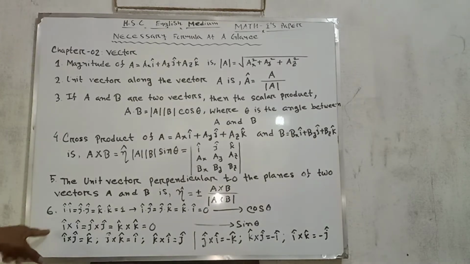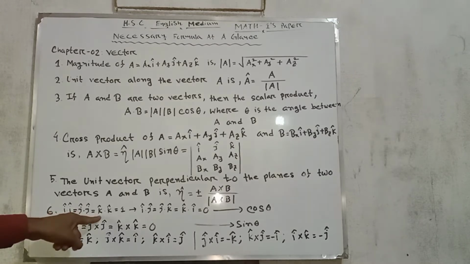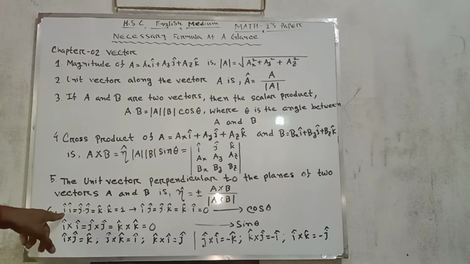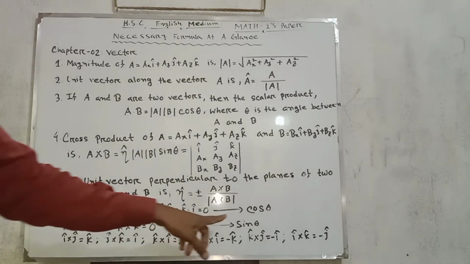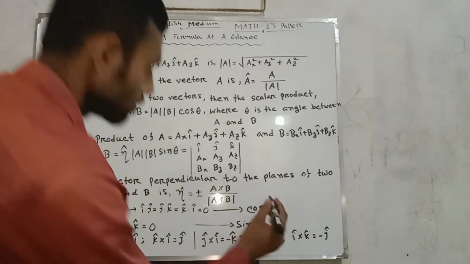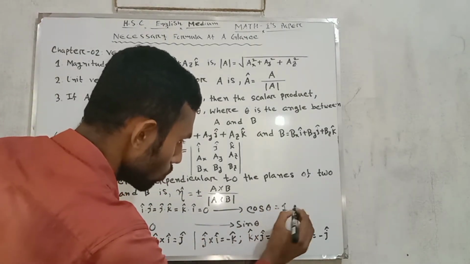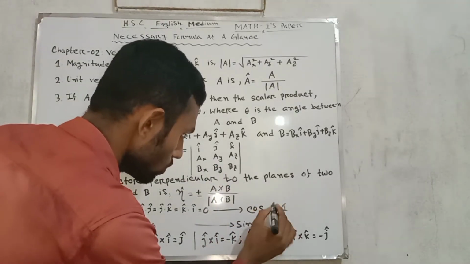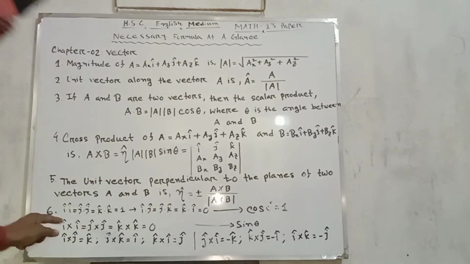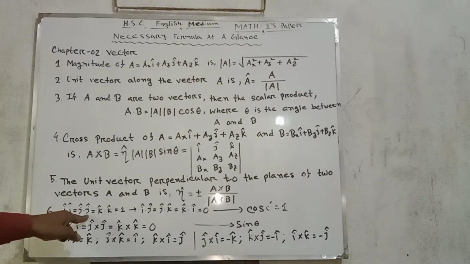Next, formula 6: I dot I equals J dot J equals K dot K. For I dot I, the angle theta equals 0. We know that cos 0 equals 1. So I dot I equals J dot J equals K dot K equals 1.